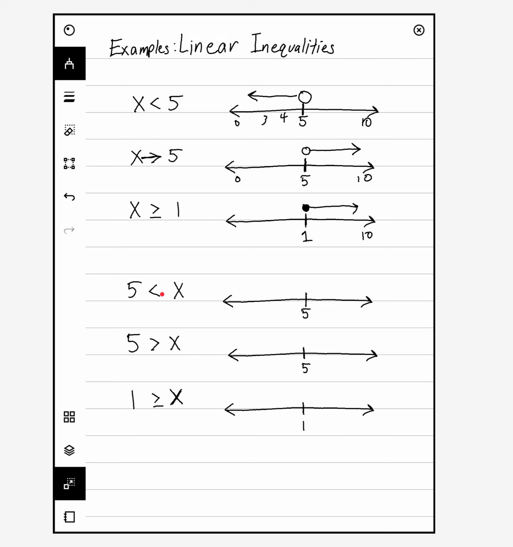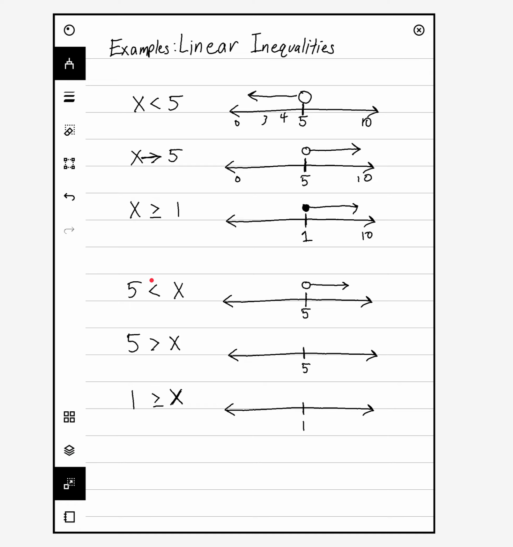See how the bigger side of this symbol is facing towards x? That means that this is greater than this. This symbol is always going to point in the direction of the smaller one. So for this one, we're going to go to 5. And since it's not less than or equal to, with the bar underneath, we're just going to have an open circle. And then it's going to be 5 is less than x, or x is greater than 5. So we're going to go this way.